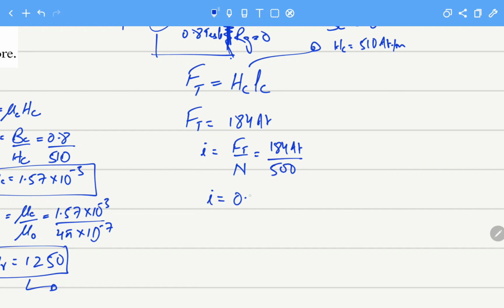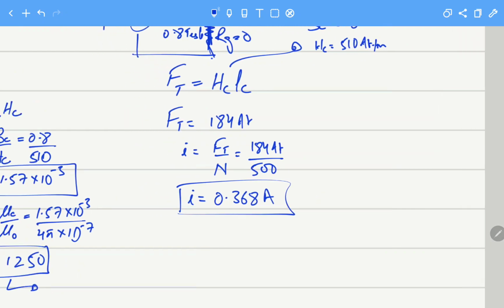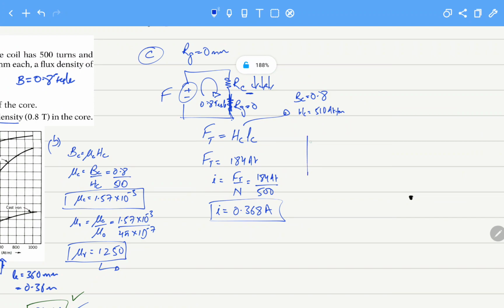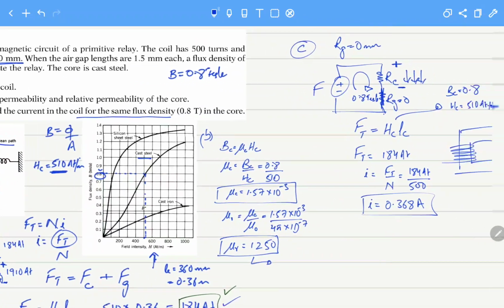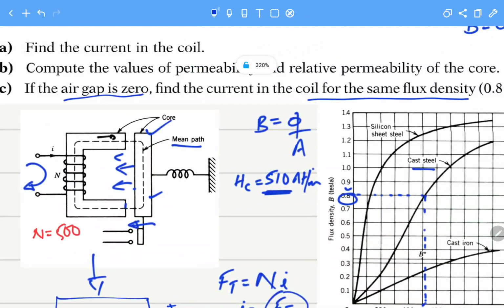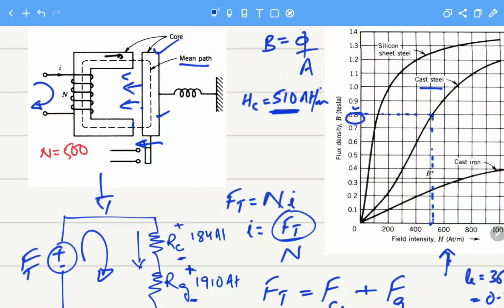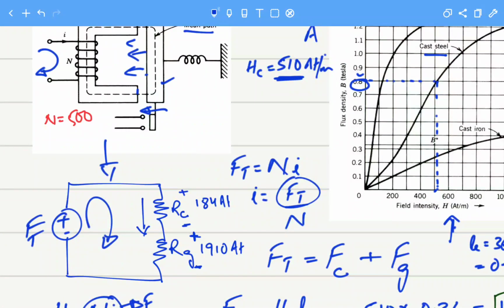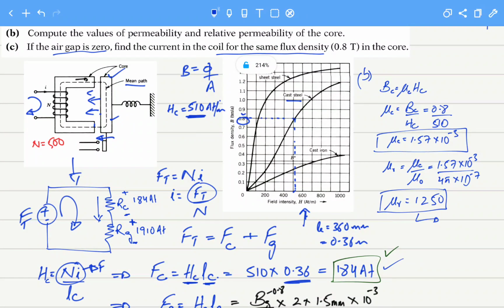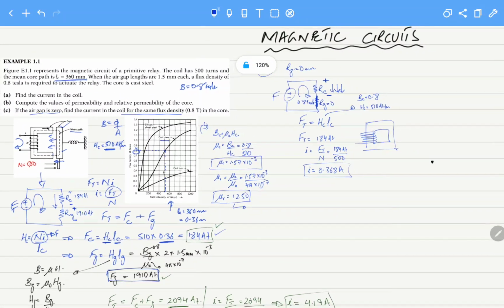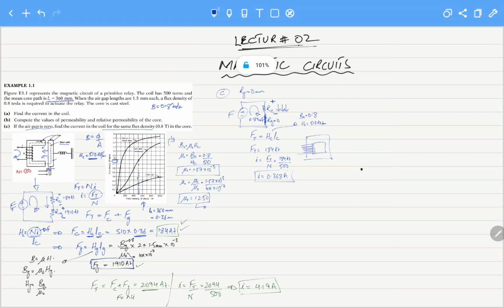So only 0.368 amperes. This means in part C the core is like this, and in part A the core was like this, so the magnetic circuit has two reluctances, one from the core and one from the two air gaps. So I hope this is clear. Thank you. This was example 1.1.